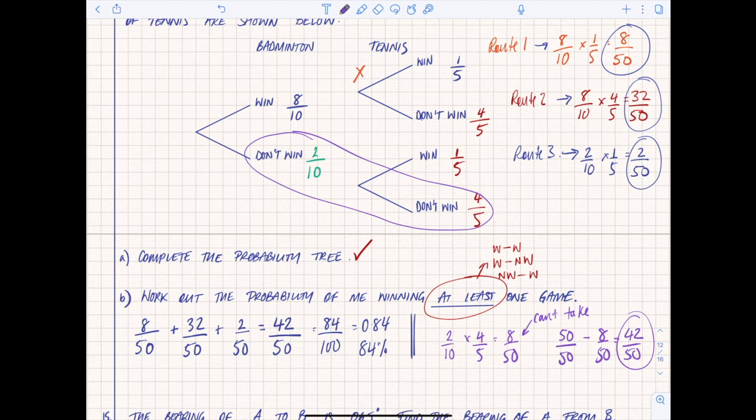So that's a bit of probability. With probability trees, just remember whenever you're following a path or a route, you multiply. And then if you've got multiple routes you can follow, you have to add them together.